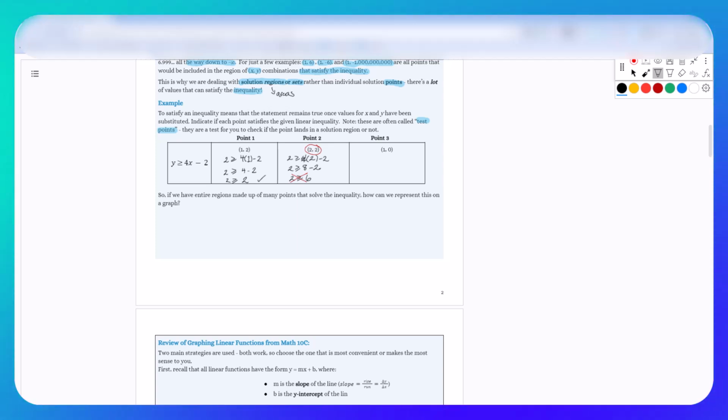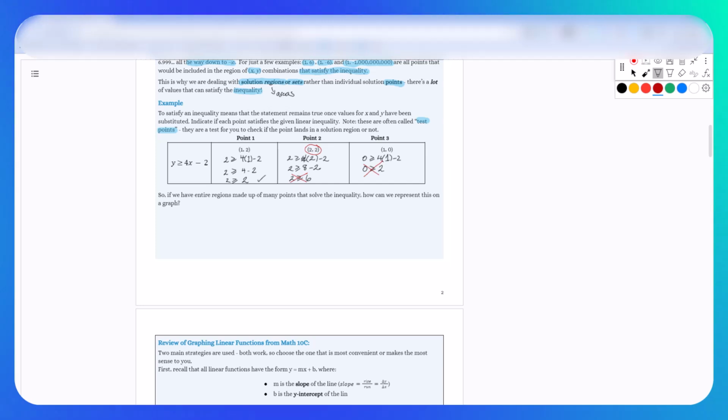Let's look at 1 and 0. So substituting our 1 in here. Now this was just like the first one. So 0 is greater than or equal to 2. Again, we have another point that is not in the solution set region.